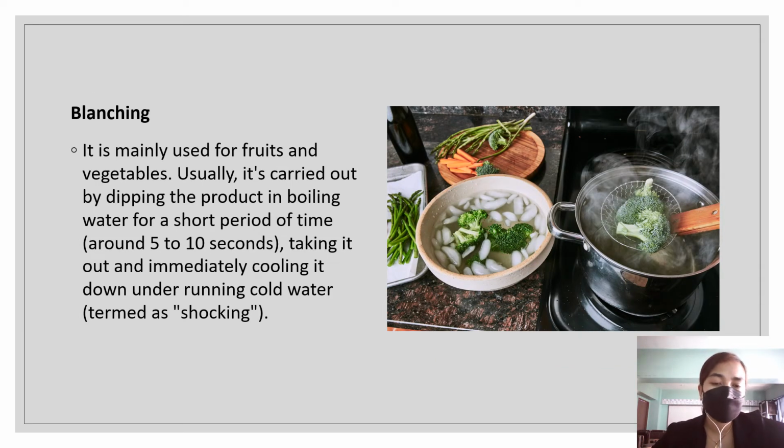So blanching, it is mainly used for fruits and vegetables. Usually it's carried out by dipping the product in boiling water for a short period of time, around 5 to 10 seconds, taking it out and immediately cooling it down under running cold water. So it is termed as shocking.